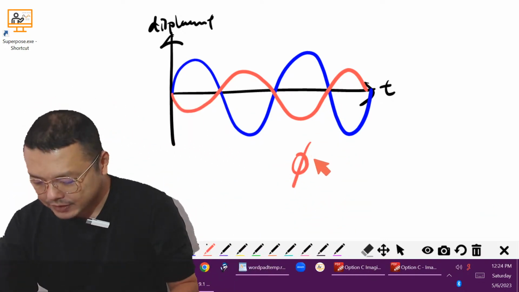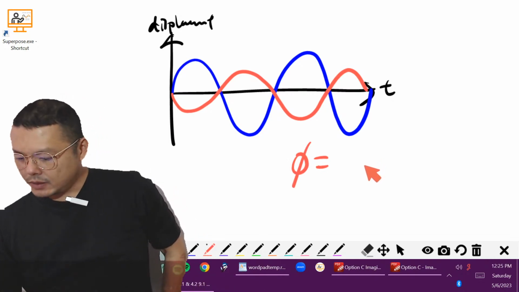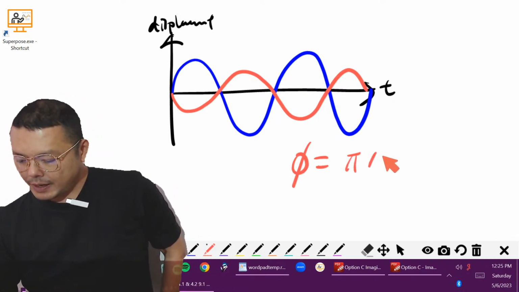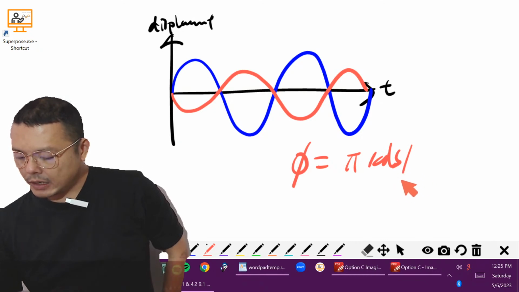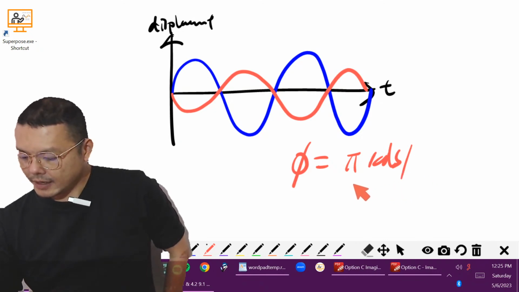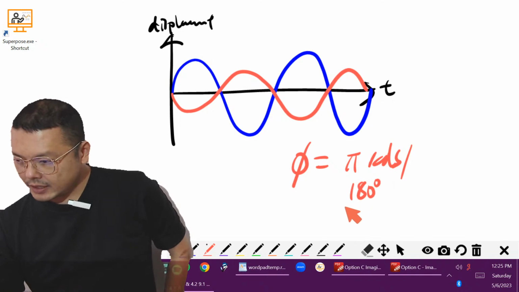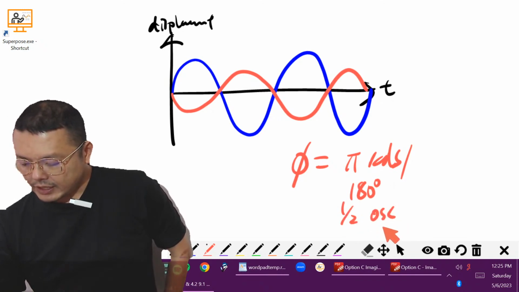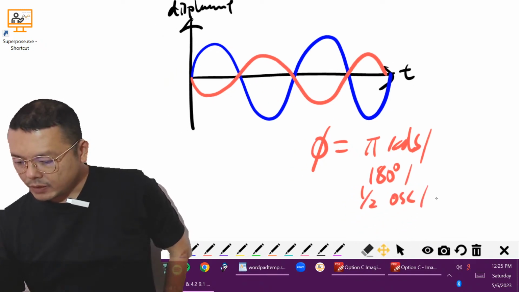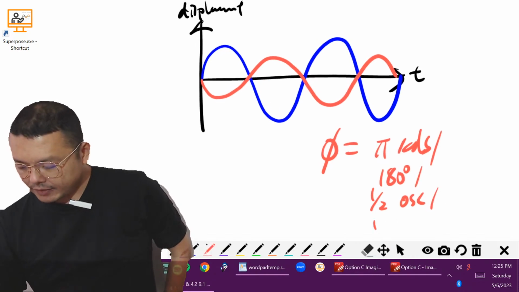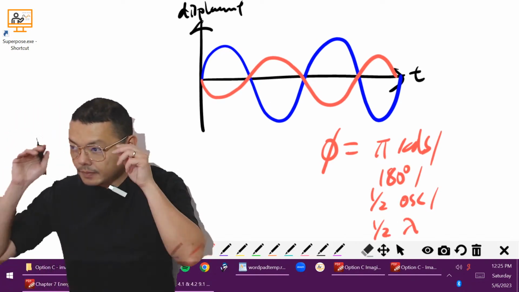What's the phase difference for this? Yeah, pi radians. This would be pi radians, right? Or rather, how many oscillations? Yeah, 180 degrees, good. 180 degrees, half oscillation. Or based on wavelength, half wavelength, half lambda.